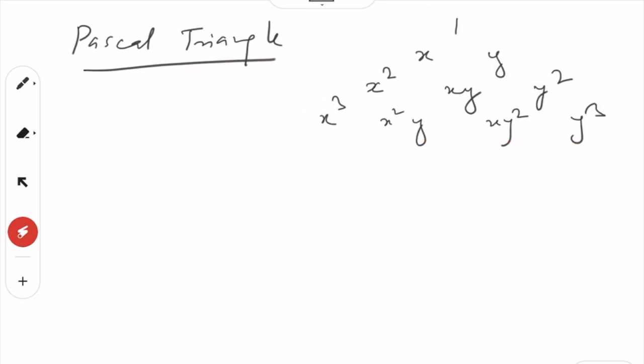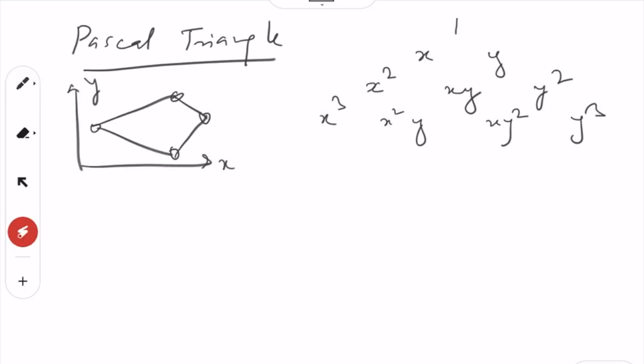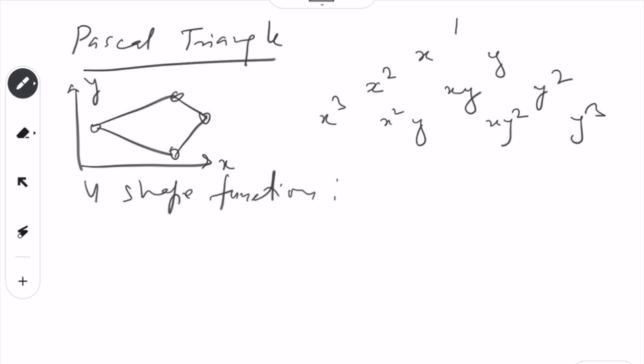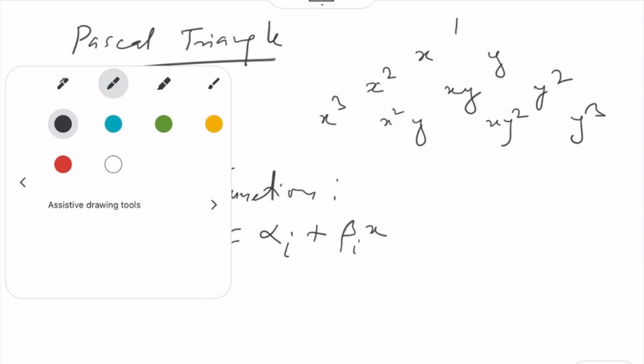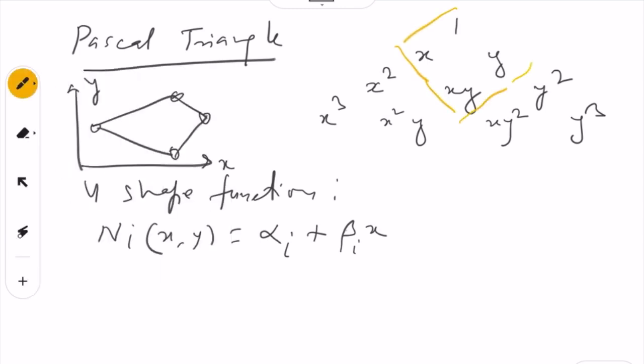Looking at that, you can compose accordingly. So, let us say you have this 4 noded quadrilateral element, we are talking about 2D, so we have x and y. For that we will have 4 nodes, hence 4 shape functions, and every one of these, N_1(x,y), you can write as alpha naught plus beta_i x and so on. We can select these 4 because this makes it symmetric.